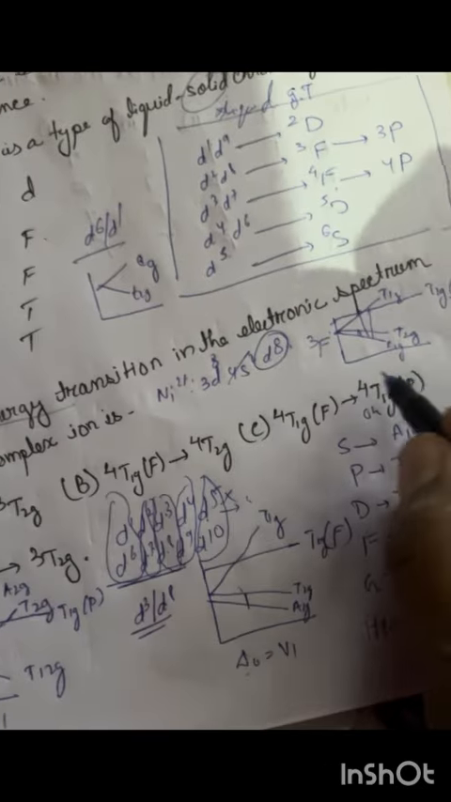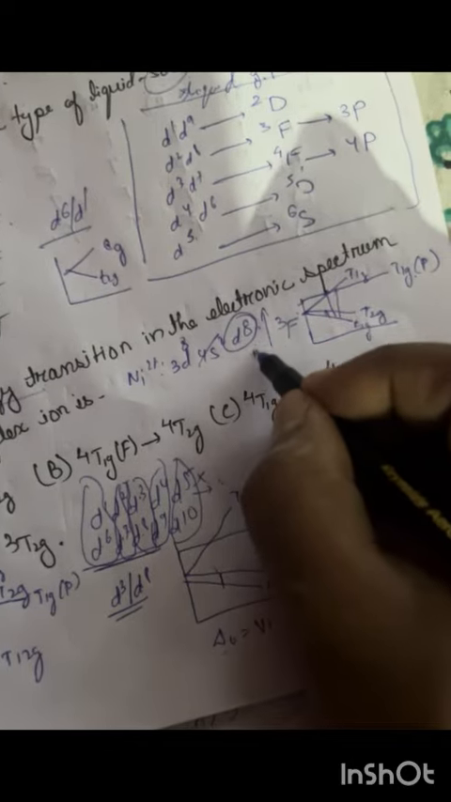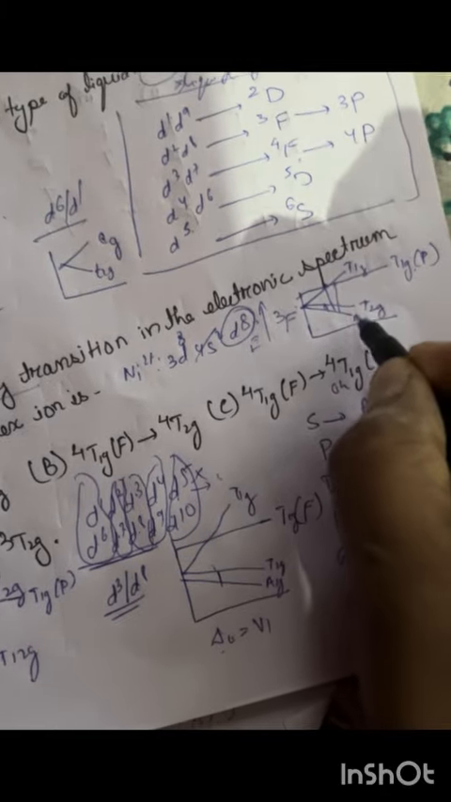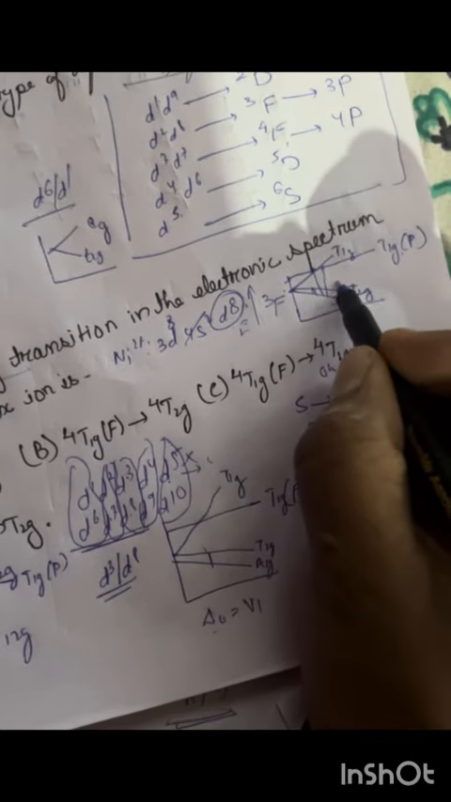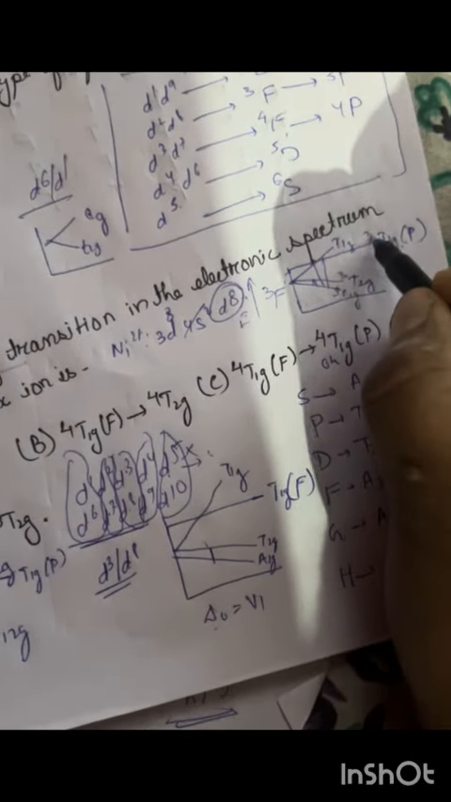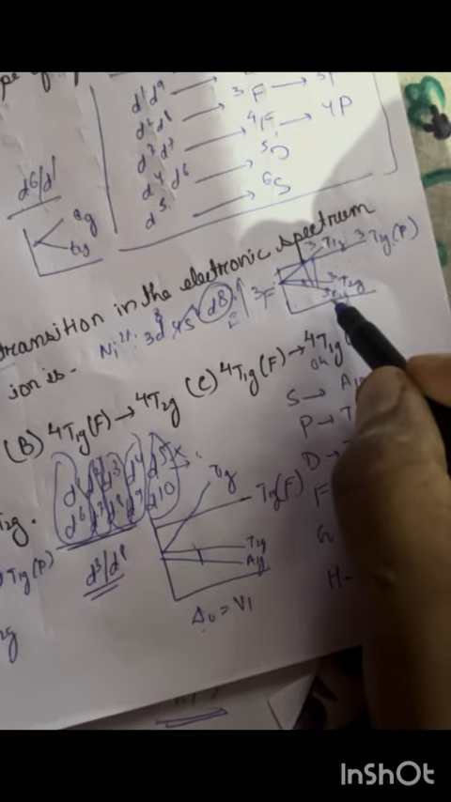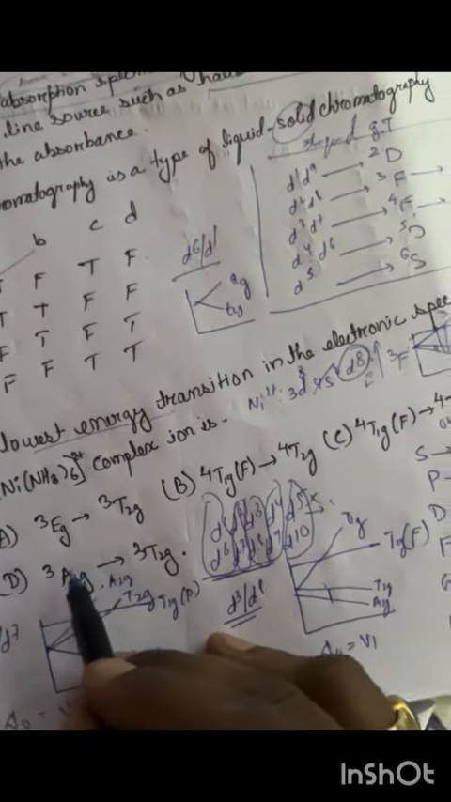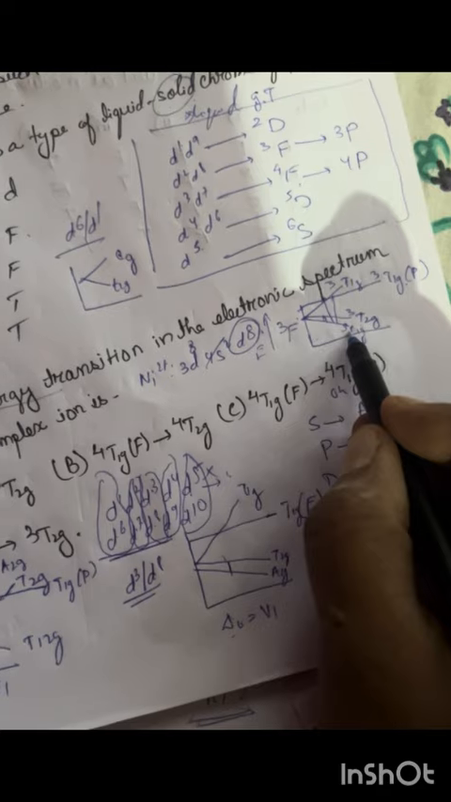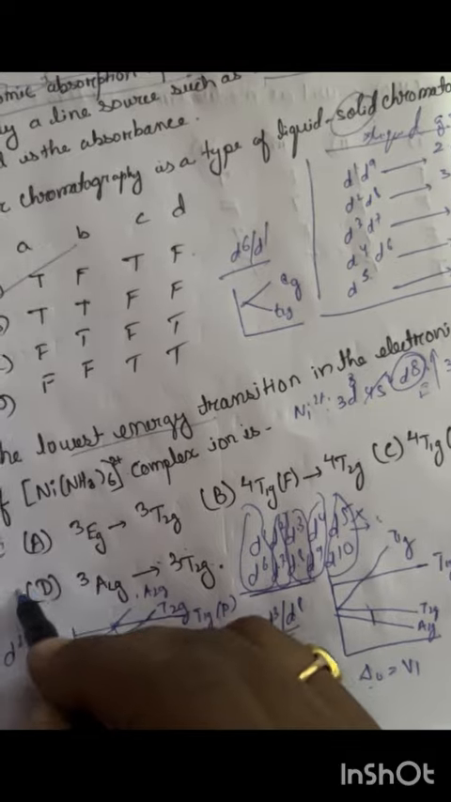So first they are asking the lowest energy, means if you know the diagram, this is the energy diagram, right? The lowest energy means this one, right? This means now it is triplet, so you will add here 3 terms, here 3, here 3, here 3, right? It means the transition is from 3A2G to 3T2G, right? 3A2G to 3T2G. The answer will be B.